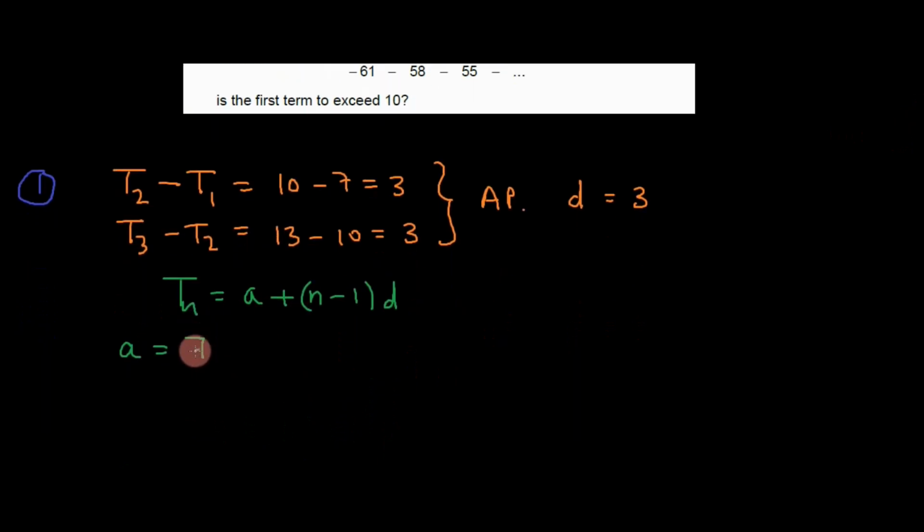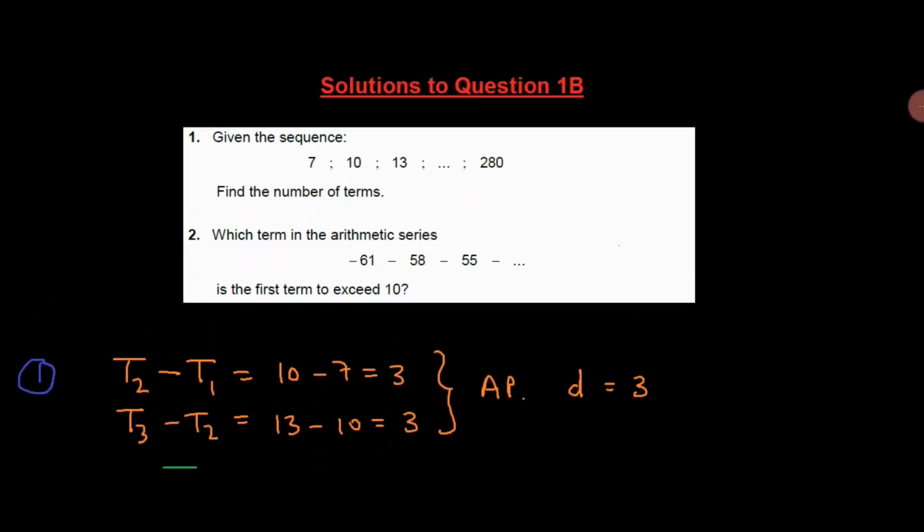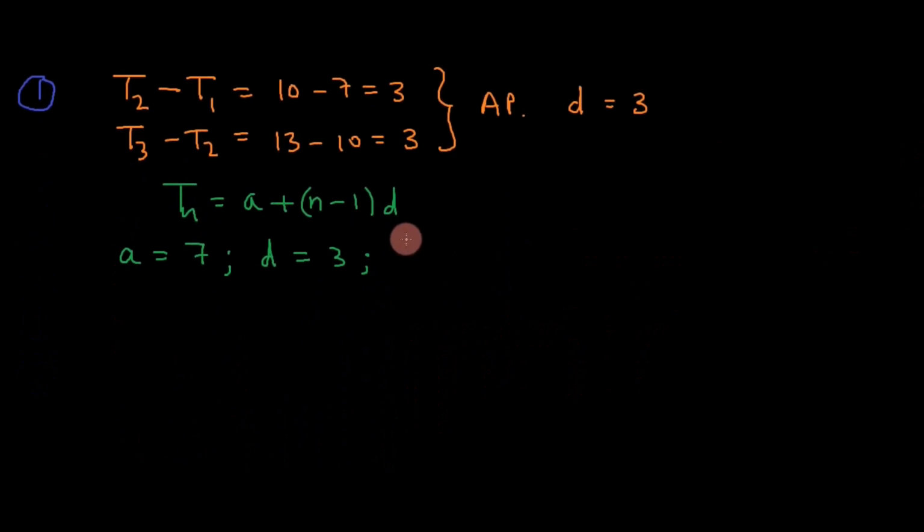So a is 7. The common difference d is 3. We also have the value of the nth term, or the last term. It's 280, so t sub n is 280. And we want to find the value of n, in other words, the number of terms.